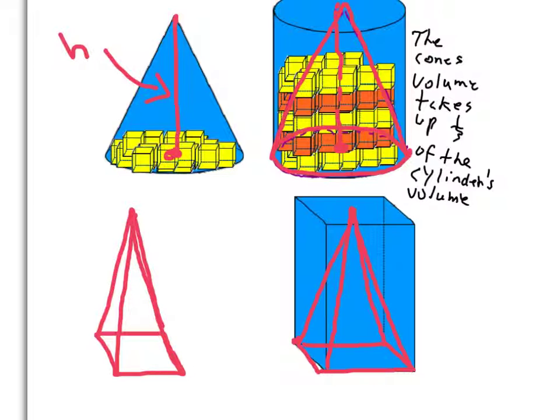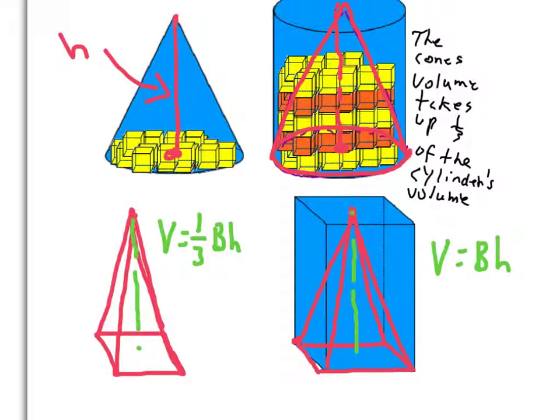And that the volume of this pyramid that I have right here will be 1/3 of the volume of this prism over here, again assuming that the base areas are the same and that their heights are the same. This pyramid will take up 1/3 of the volume of the prism.